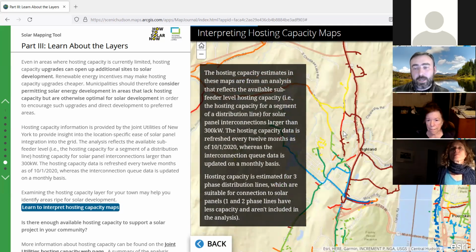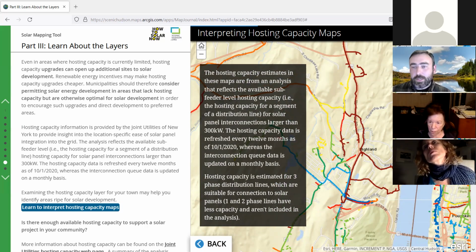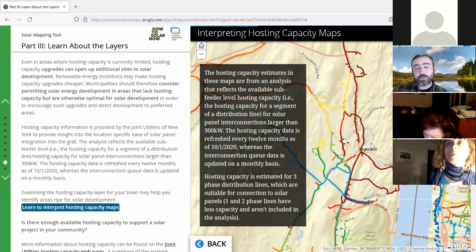And so they show these with these color-coded lines. And these are called feeder lines, and they tend to go out from substations. And you can see here in the legend, the largest hosting capacities are in blue. The lowest hosting capacity is this brownish red, and then we have everything in the middle. And these are only for what are called three-phase distribution lines. There are also one-phase distribution lines and two-phase distribution lines. Those are smaller and they're not rated for hosting capacity. If you zoom into the map, you'll see those in that light pastelish kind of pink that I mentioned earlier.